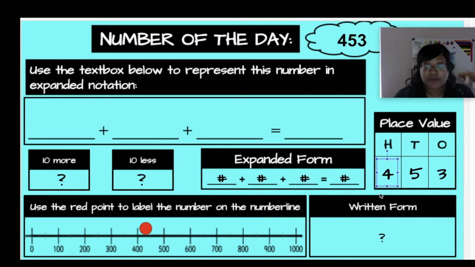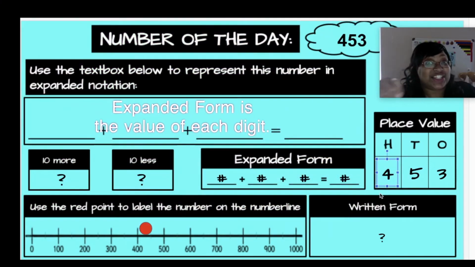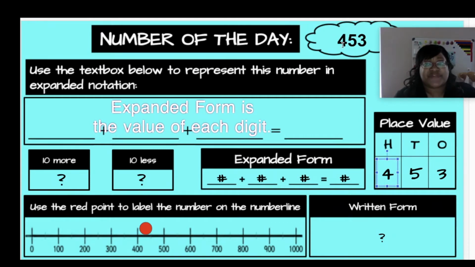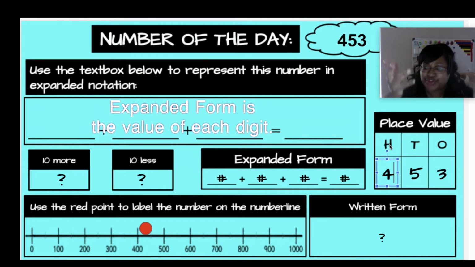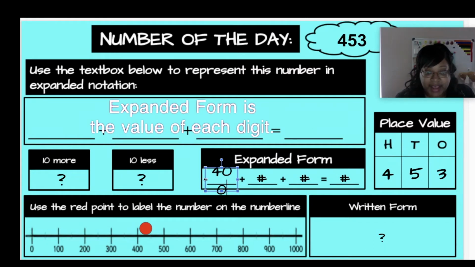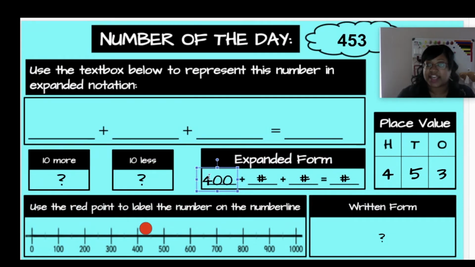So for expanded form, we're going to use the value of each digit. Let's take the first value to the left. It's 4 groups of 100. What's its value? How much is it worth? If you said 400, you're right. So we're going to click in here and change this to 400. You may have to elongate, drag out the little text box a little bit.